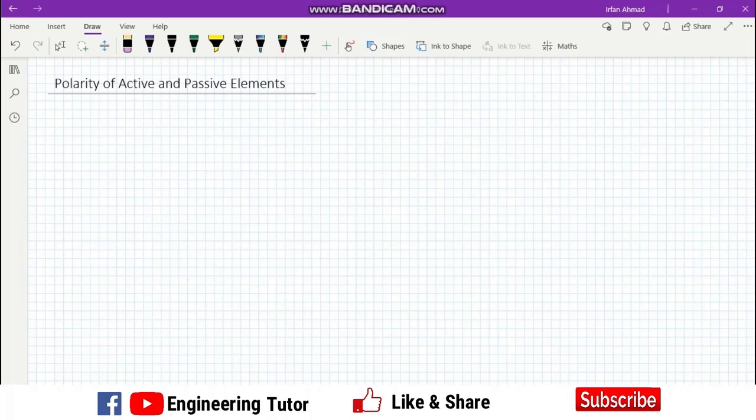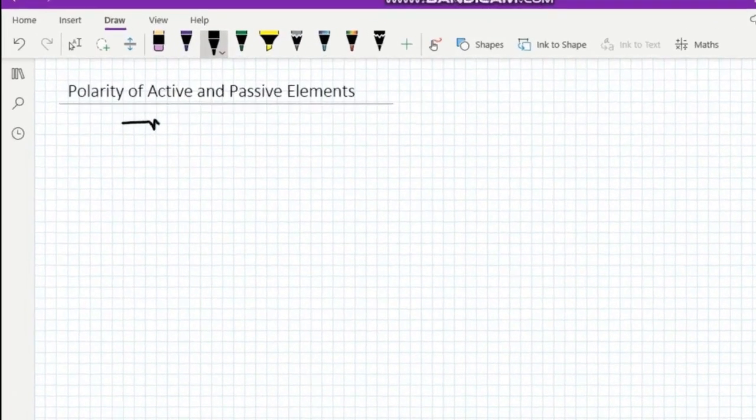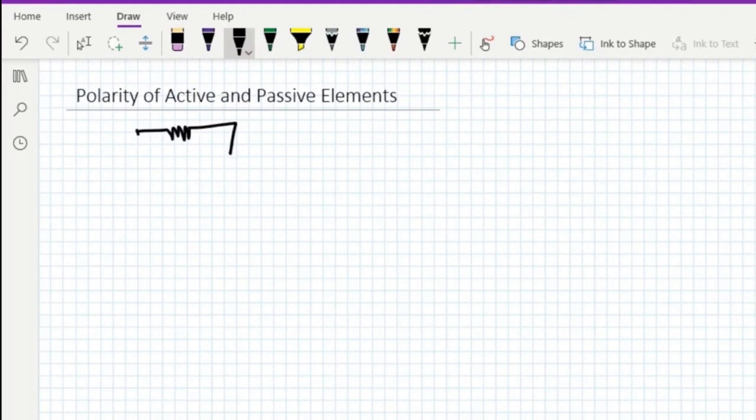To find out the polarity of different circuit elements, let us have a very simple circuit in which we have a simple resistor and a voltage source. The value of the resistor is, let's say, R, and R is 1 ohm. Similarly, the voltage source is V of S, and it is, let's say, 10 volts. In order to find the value of current here, let's say the current is I of R.